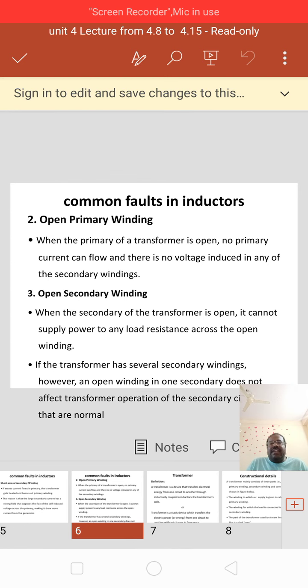Next, open secondary winding. When the secondary of the transformer is open, it cannot supply power to any load resistance across the open winding. If the transformer has several secondary windings, however, an open winding in one secondary does not affect transformer operation of the secondary windings that are normal.